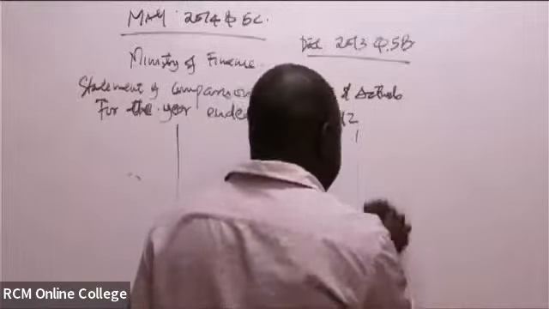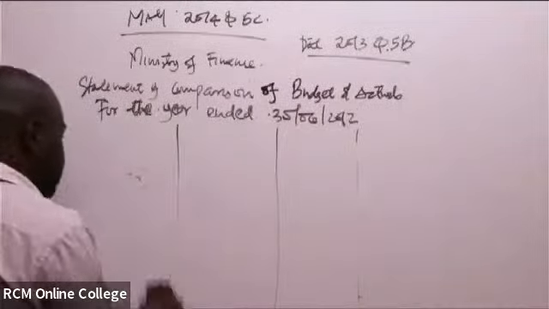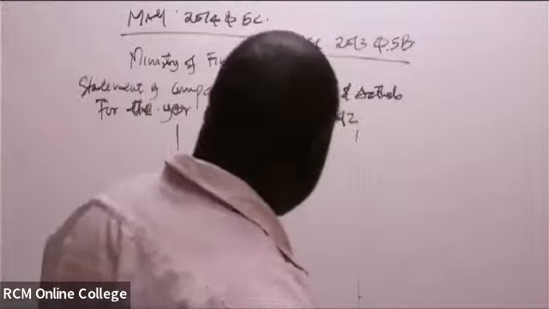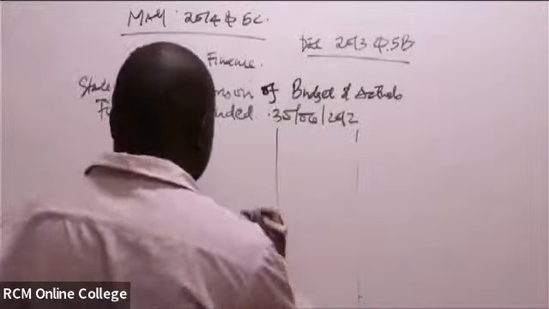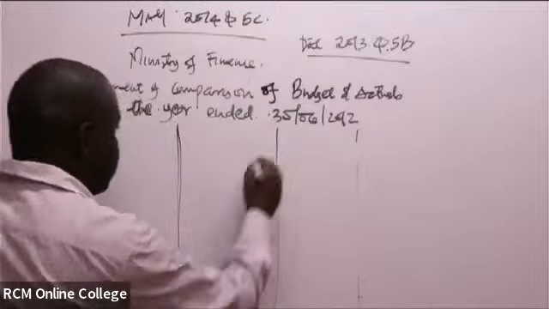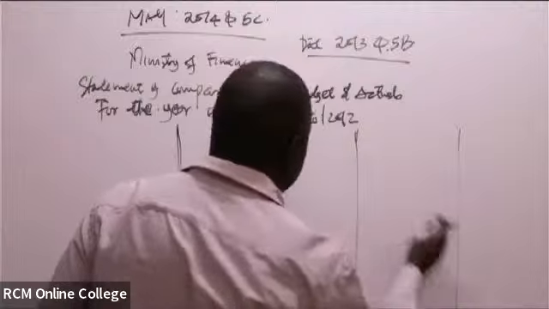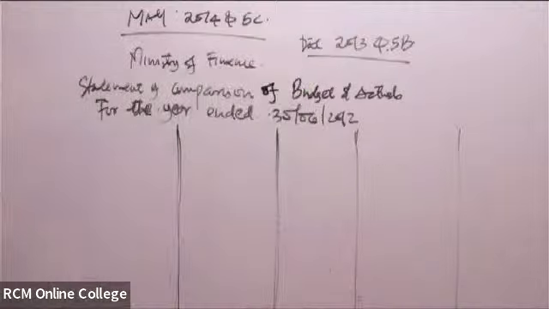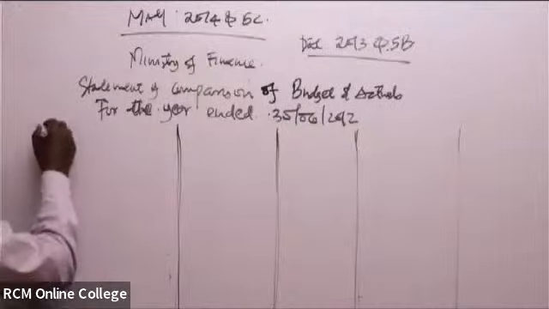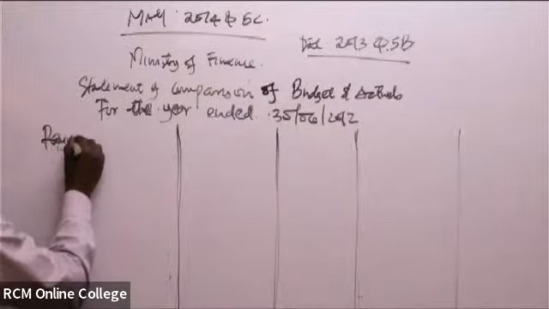So you just continue with the same table. Don't draw another table. Just continue with the same table, but now in this case this is what was budgeted, the actual, and of course now the variance. So we can go to the payments.